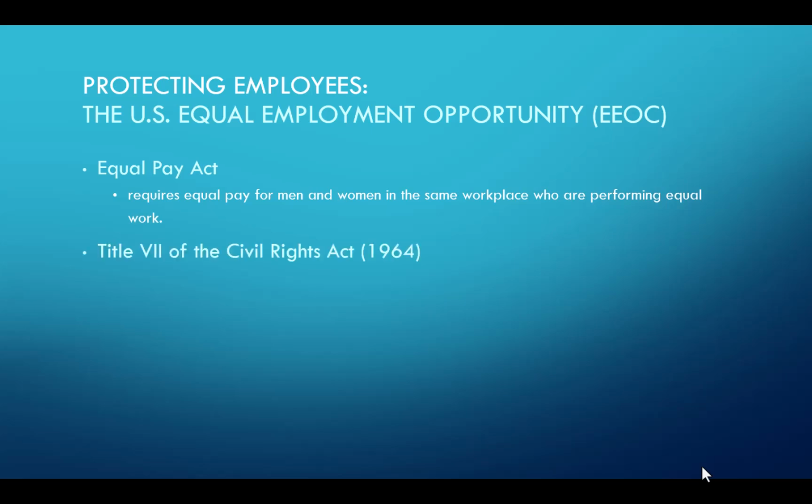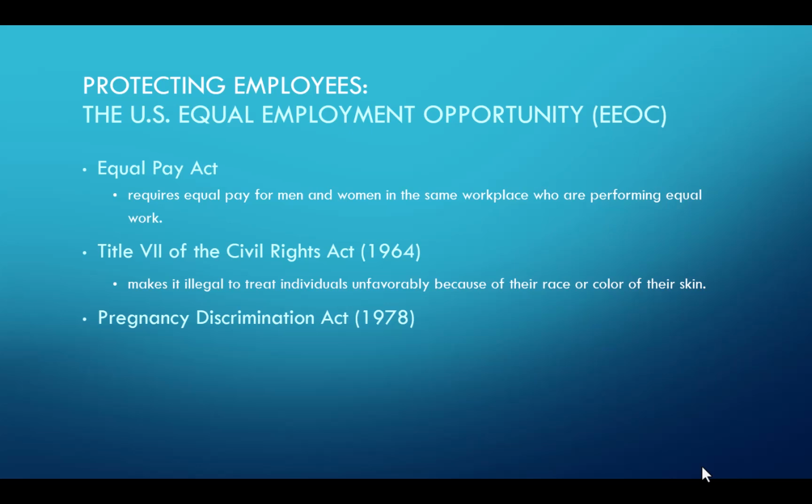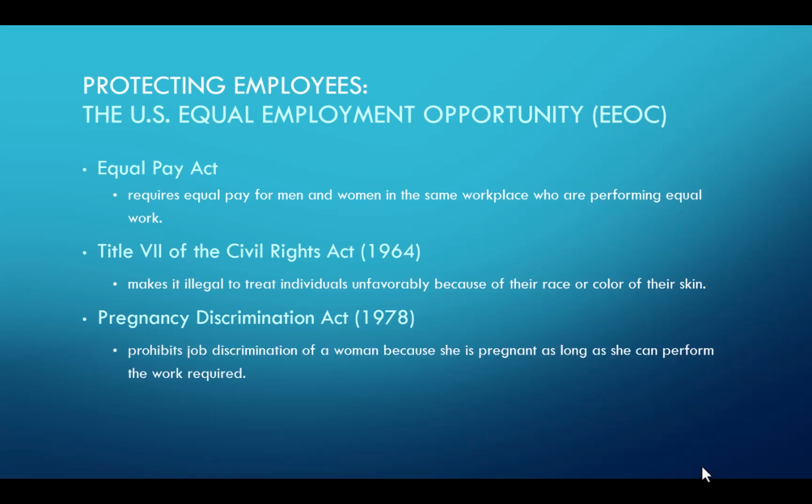Title VII of the Civil Rights Act from 1964. This makes it illegal to treat individuals unfavorably because of their race or color of their skin. Unfortunately, this probably happens more than it should still as well. There's the Pregnancy Discrimination Act of 1978. This prohibits job discrimination of a woman because she's pregnant as long as she can perform the work required.